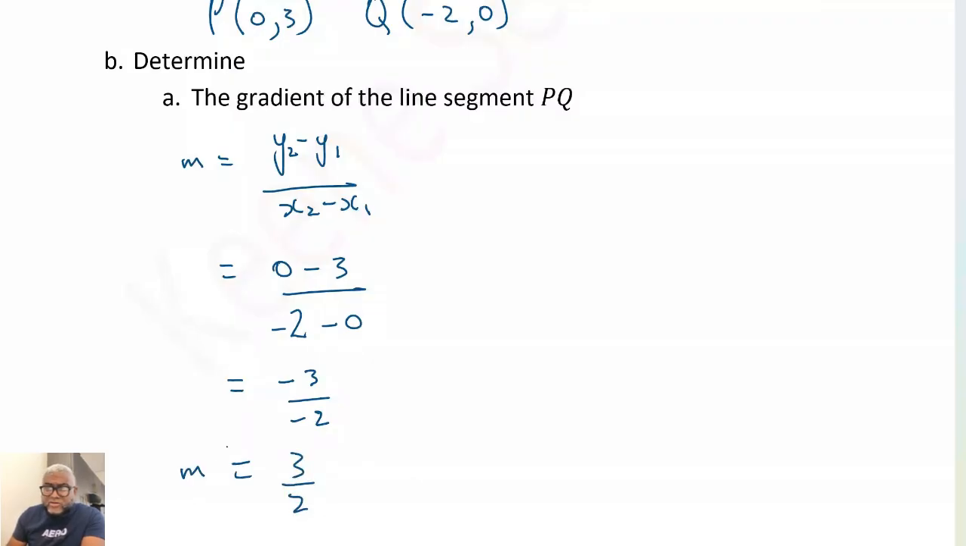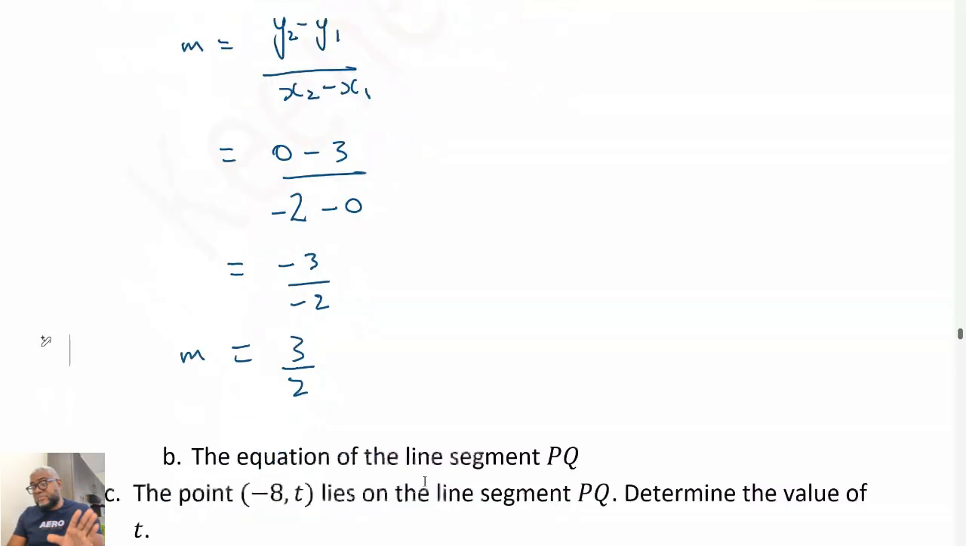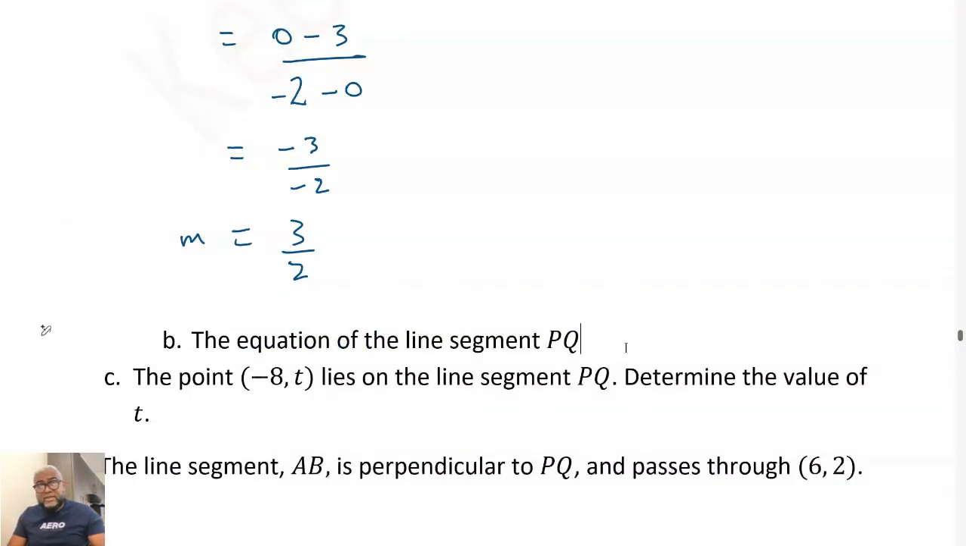Here's the trick about gradient. Better you always leave the gradient as a fraction, an improper fraction, so that in the event I have to find the gradient of the perpendicular bisector, you just have to flip it. So better leave it as an improper fraction.